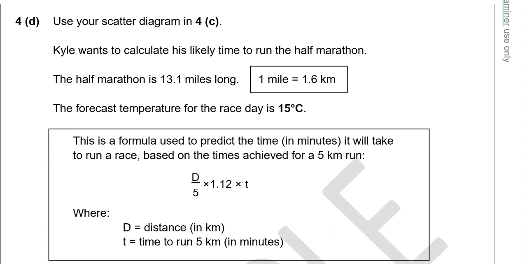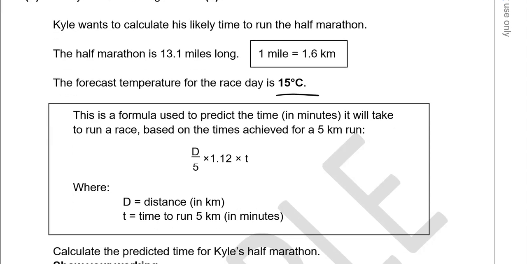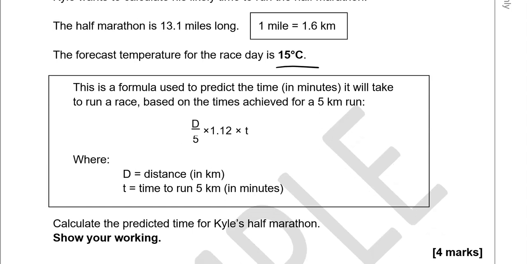Use your scatter diagram in 4C. Kyle wants to calculate his likely time to run the half marathon. The half marathon is 13.1 miles long. 1 mile is equal to 1.6 kilometers. The forecast temperature for the race day is 15 degrees Celsius. This is a formula used to predict the time in minutes it will take to run a race based on the times achieved for a 5-kilometer run, where d is the distance and t is time to run 5 kilometers in minutes. Calculate the predicted time for Kyle's half marathon.